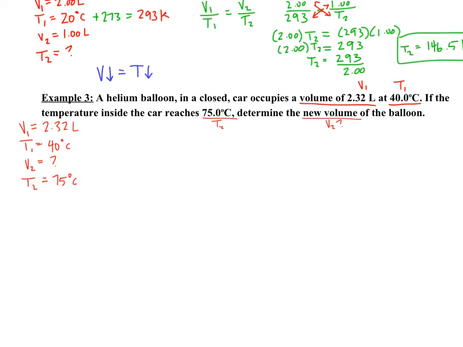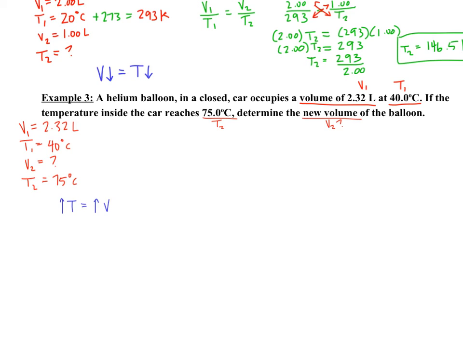Okay, so looking at this, my temperature starts at 40 and is increasing to 75. So an increase in temperature, based off Charles' law, leads to an increase in volume. So I know that if that is true, then my volume starting at 2.32 should increase. This number should be greater than 2.32. So let's see if that's true.